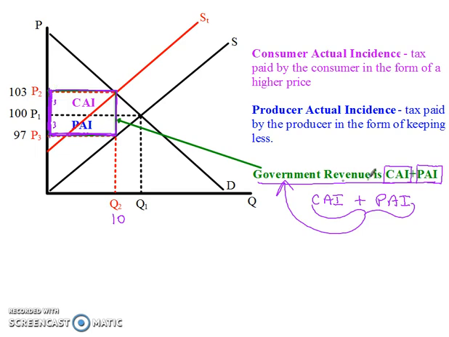And that amount of revenue collected by the government, part of it came from the consumer and part of it came from the producer. Okay, so both of them paid part of the actual incidence.